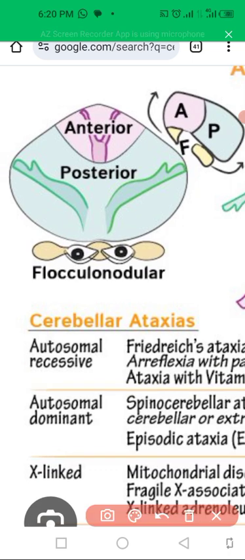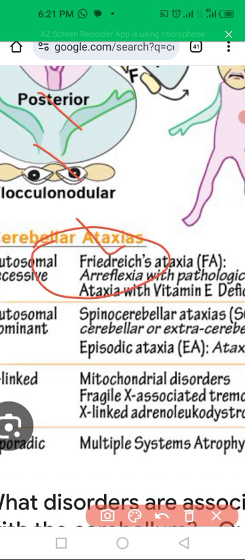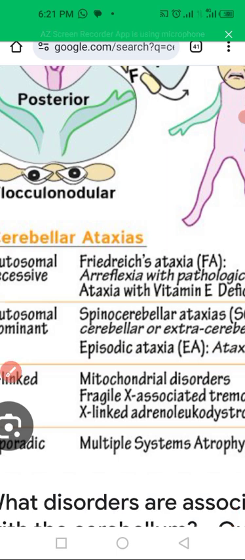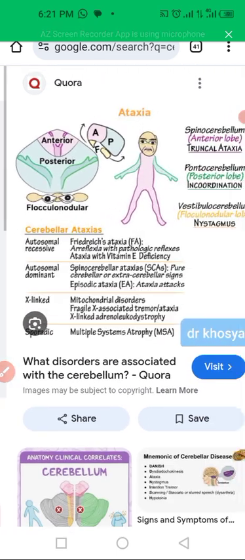As you can see here, a lesion of the anterior lobe of the cerebellum, posterior lobe, and flocculonodular lobe results in nystagmus. There are certain diseases that can cause cerebellar lesions like Friedreich ataxia, spinocerebellar ataxia, mitochondrial disorders, Fragile X syndrome, and multiple system atrophy.